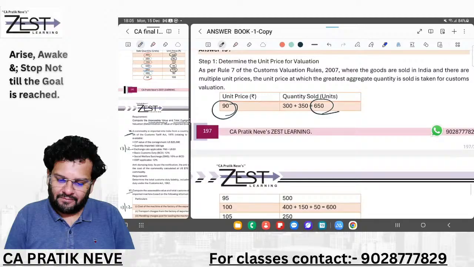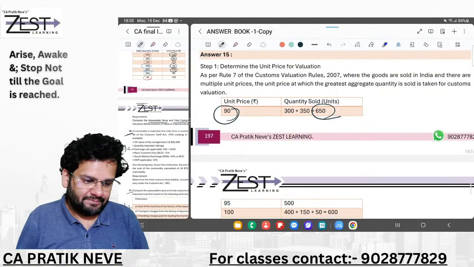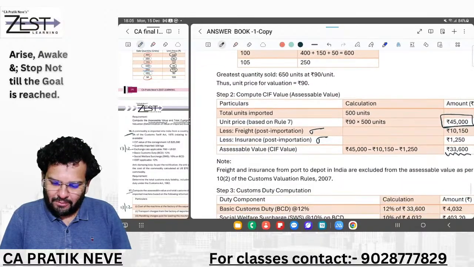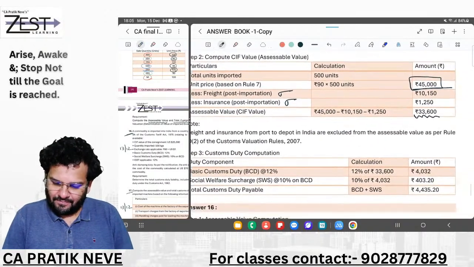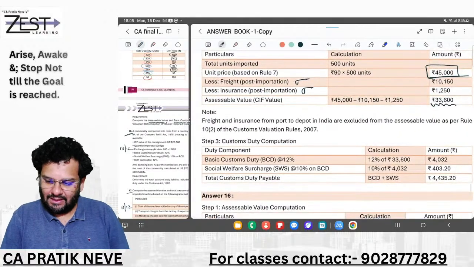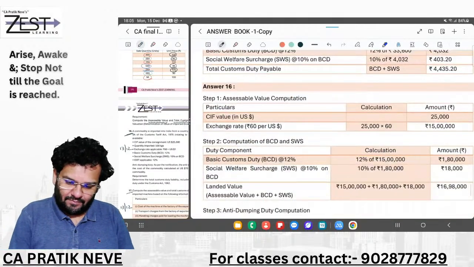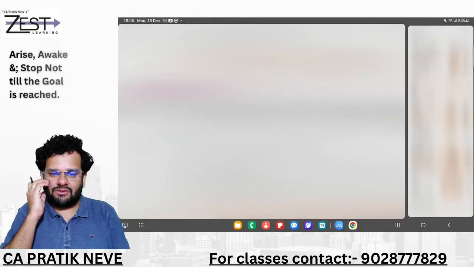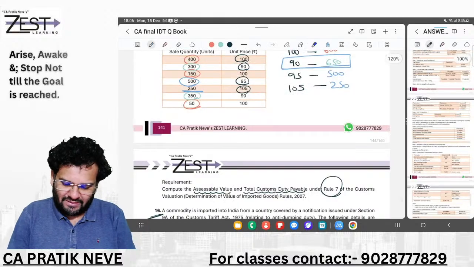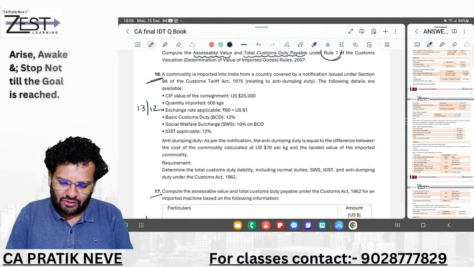100%? Is it clear? Yes. So will you be able to do this? This is how it happens in rule number 7. Then friends, go ahead. So there are very rare chances of them asking you rule 7 and all.